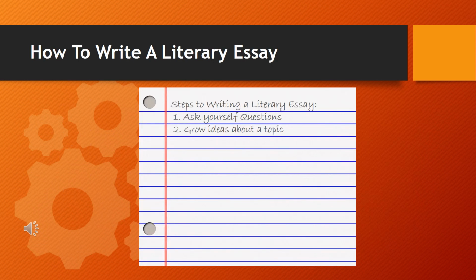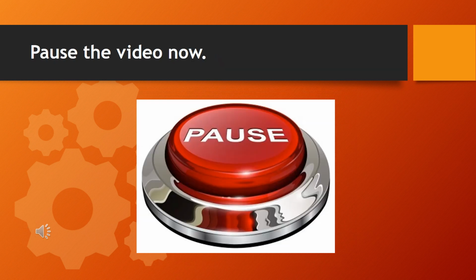As we work our way through this unit, we're going to learn how to write a literary essay. But our steps are pretty simple so far. The steps to writing a literary essay so far are to ask yourself those questions. Then we're going to grow ideas about a topic based on those questions. Pause the video right now while we go reread Amazing Grace.